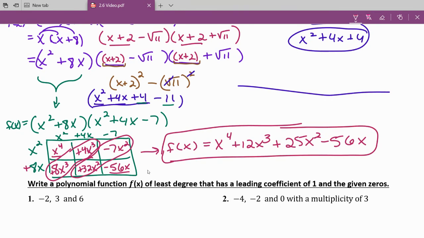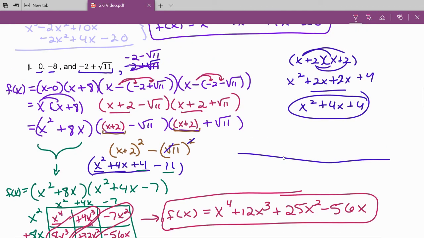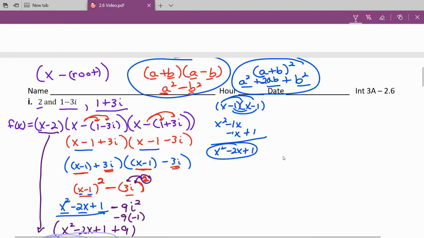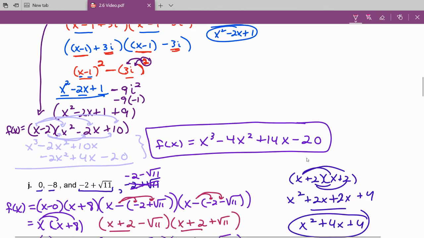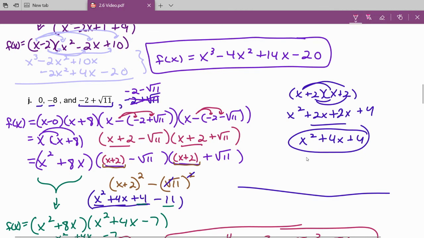All right, so which problems are like this? So going back to example I, example I is similar to numbers 7 and 9. Example J is similar to problems 8 and 10.